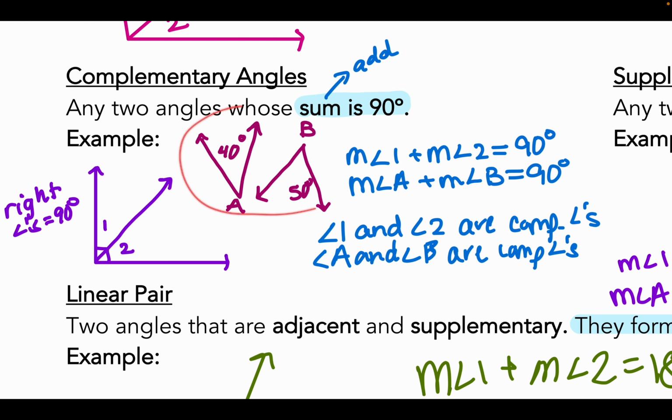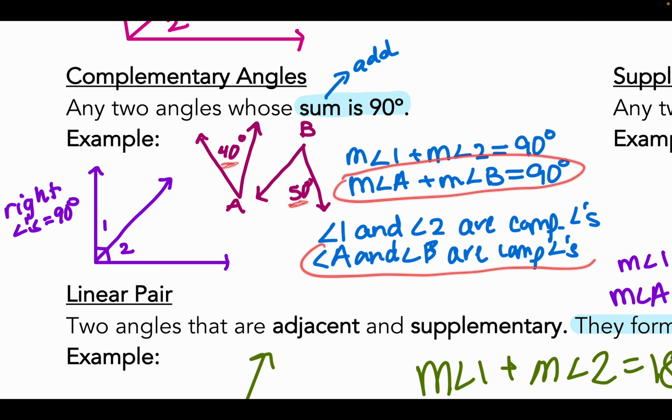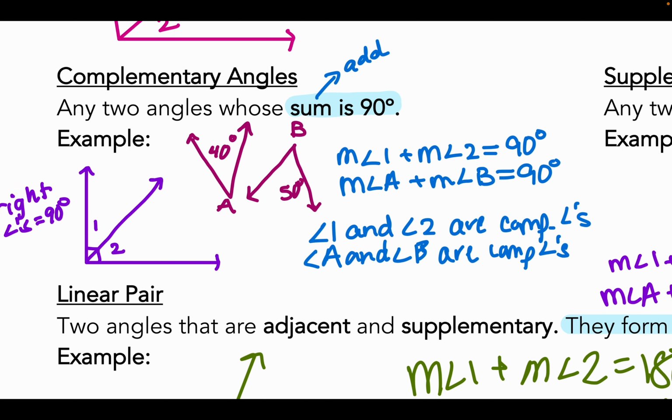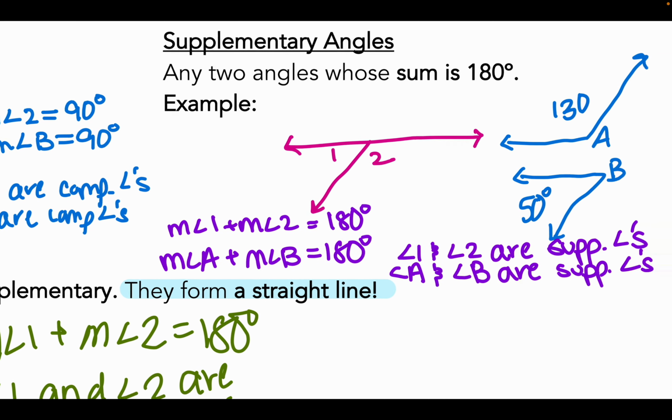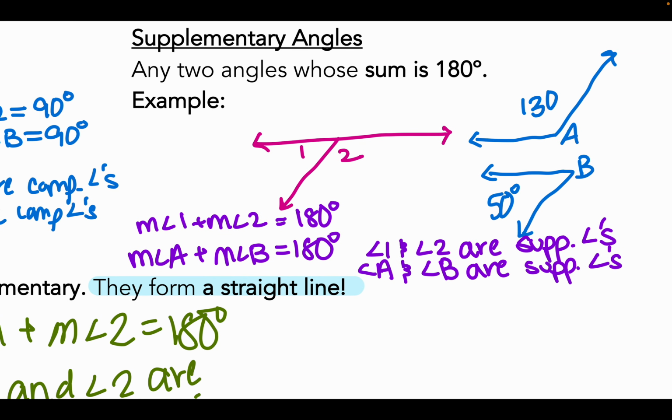And then in this picture here, angles A and B, if you take the measures of their two angles, that is 90 degrees. So angles A and B are complementary angles. Complementary is a sum that's 90. Supplementary is a sum of two angles that is 180. Here's my example. Angles 1 and 2 equal 180 degrees because of a straight angle.